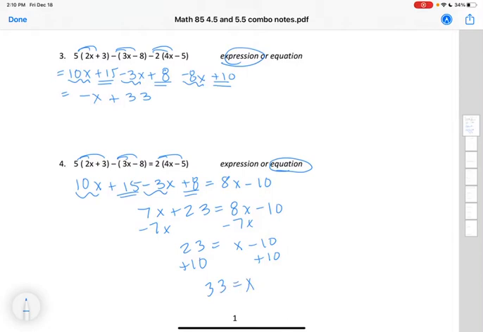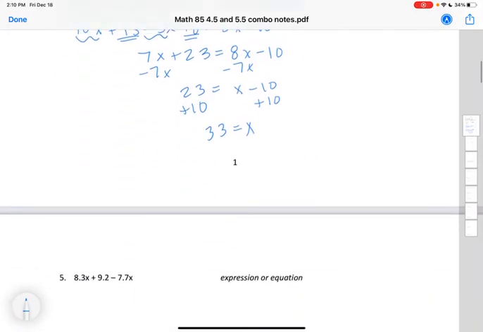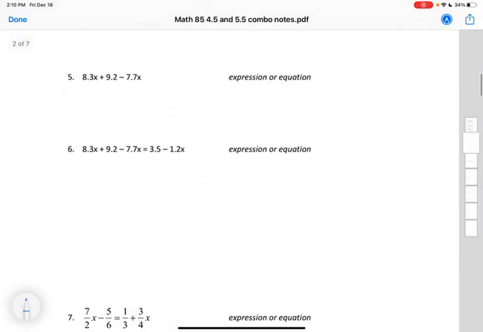All right, so number 3, I just went through and distributed. Sorry about that little error there. I think I saw the 3 and I multiplied it by the 8. Hopefully that didn't throw you off too much. But that does end up being negative x plus 33. And then for number 4, distributed, combine like terms, x's to one side, constants to the other, got x equals 33.